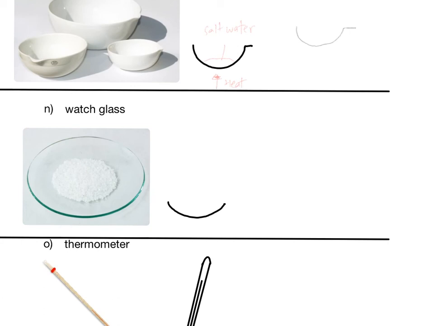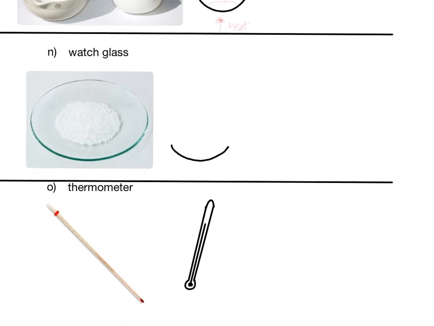Okay, so watch glass. Basically, it's just a simple piece of glass, and you can consider it an enlarged contact lens, the one that you put on your eyes. This is something for you to put some solid on, like salt or sugar. Just a place for you to put something.